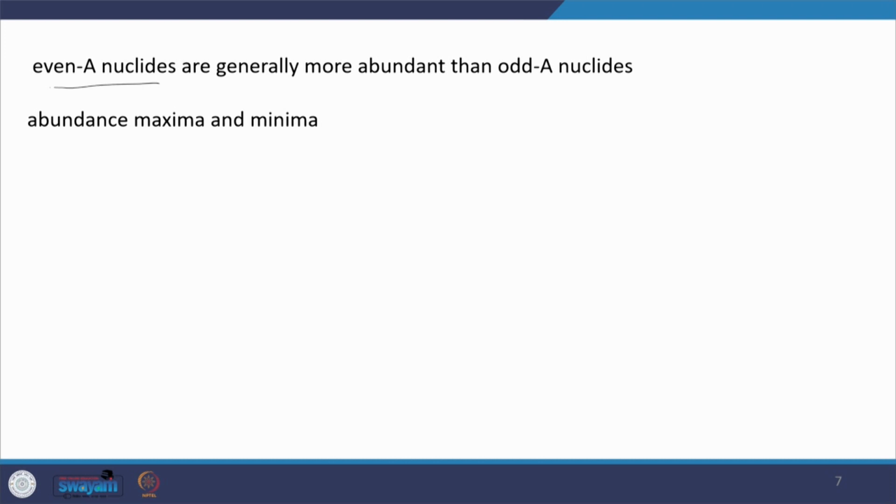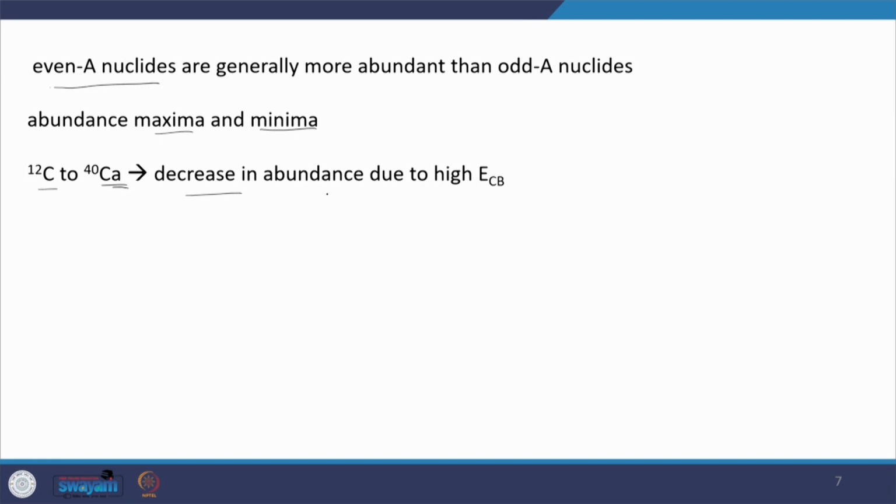The trend is clearly either maxima or minima at several places. From calcium to carbon to calcium, you can see there is a decrease in abundance due to the high Coulomb barrier, because as you go from low to high atomic number, the charge increases, which leads to an increase in the Coulomb barrier. So the increment in the Coulomb barrier is leading to a decrease in the abundance in many regions, not everywhere.